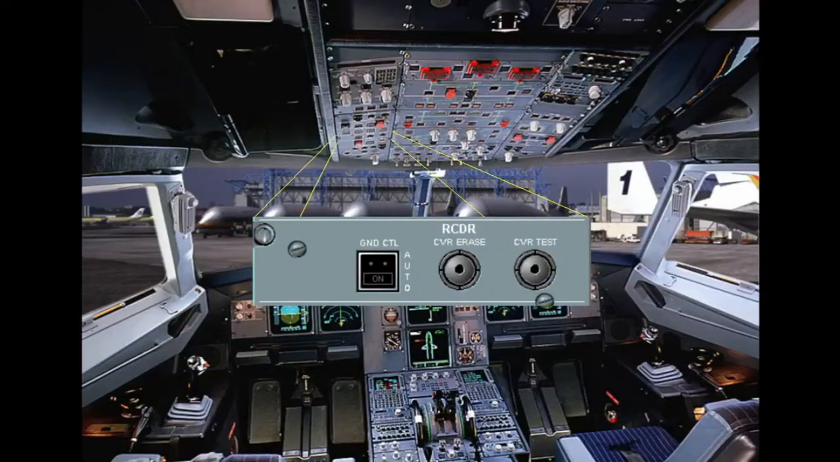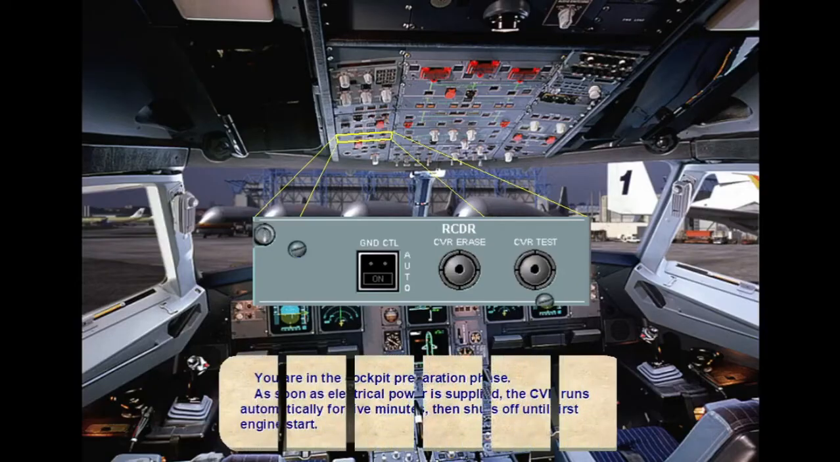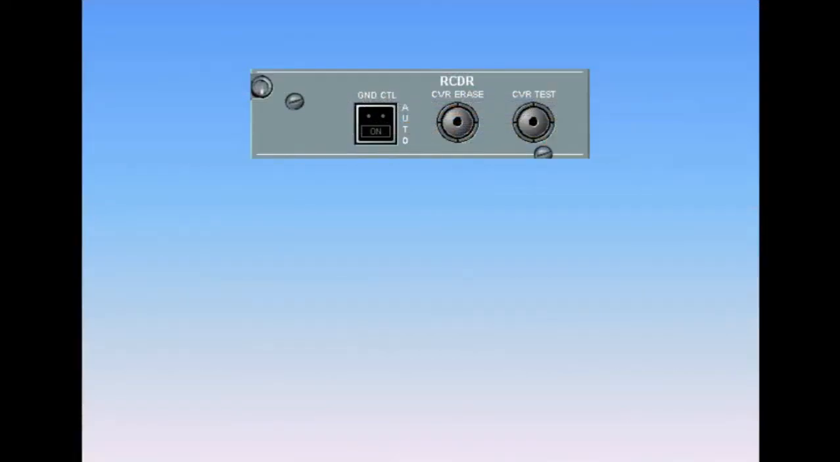You are in the cockpit preparation phase. As soon as electrical power is supplied, the CBR runs automatically for 5 minutes, then shuts off until first engine start. Part of the pre-flight check is to test the CBR.